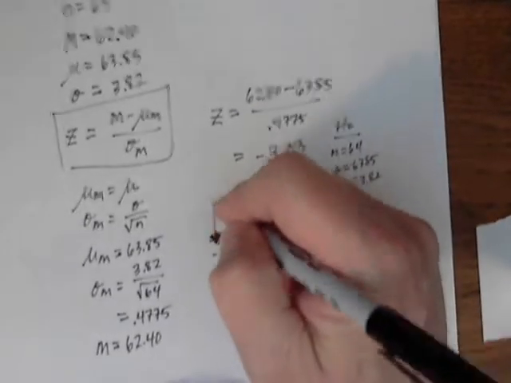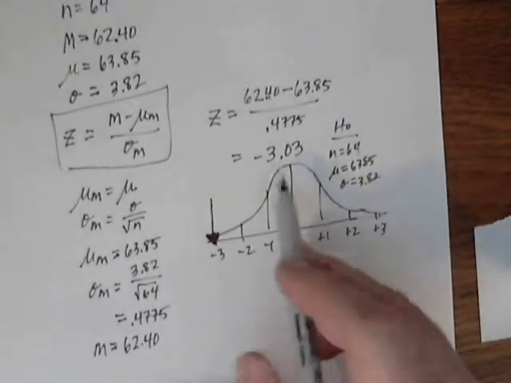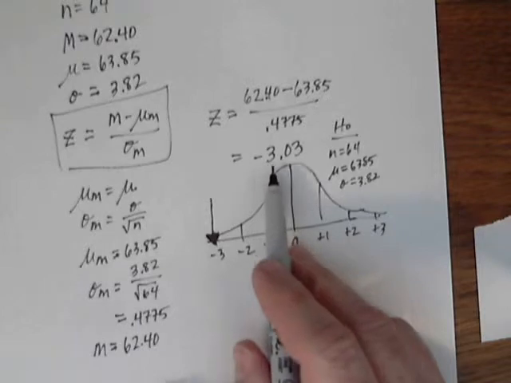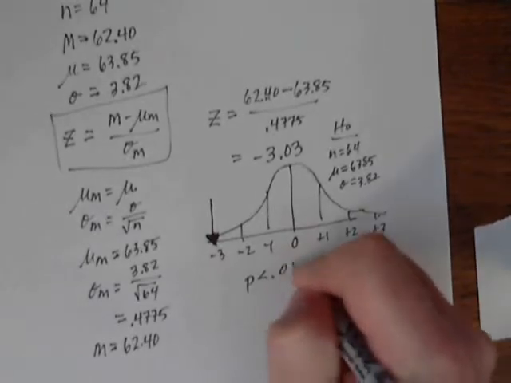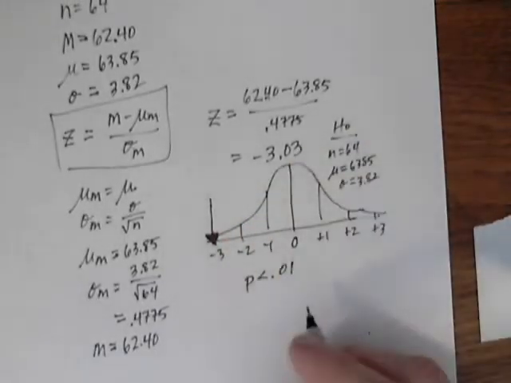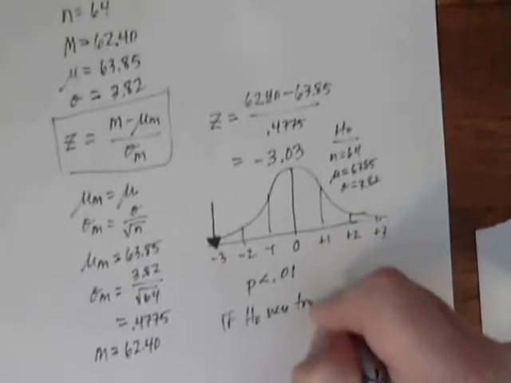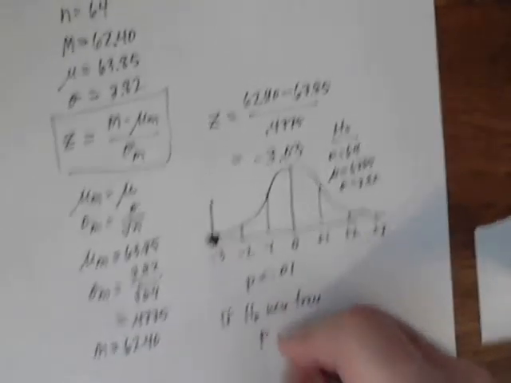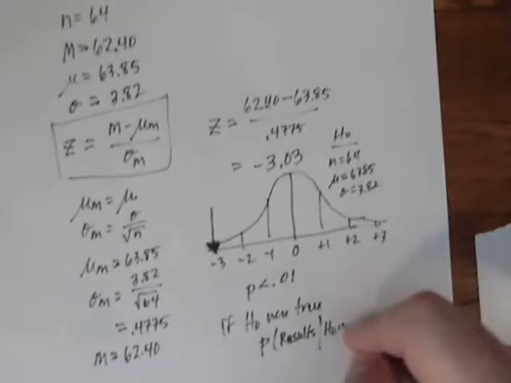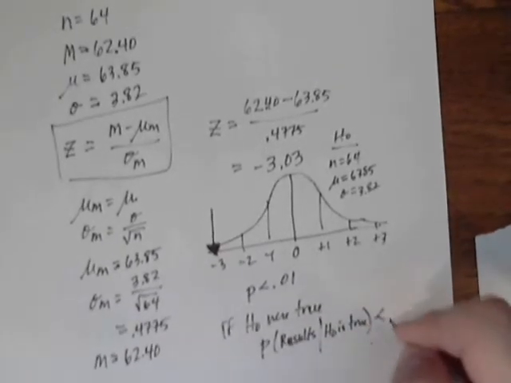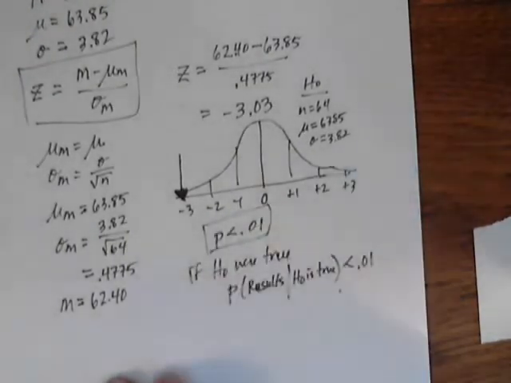If our null hypothesis is true, our mean has a z-score of minus 3.03. That particular probability is less than 0.01. This area over here is less than 0.01. In other words, if the null were true, then the probability of our results, given the null is true, is less than 0.01. This is our p-value. Okay?